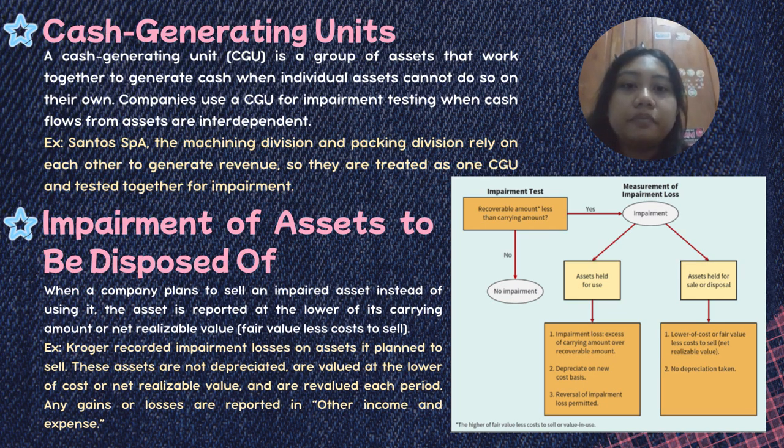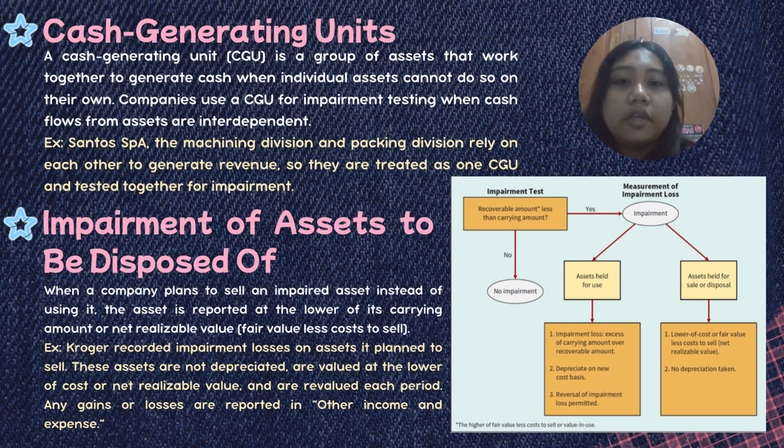Okay, this is the same as before, the flow of the impairment test. Is the recoverable amount less than the carrying amount? If no, there is no impairment. If yes, there is impairment. So, measurement of impairment loss. We have two kinds: assets held for use or assets held for sale or disposal. It depends on the company, whether they want to hold the asset or they want to sell the asset.